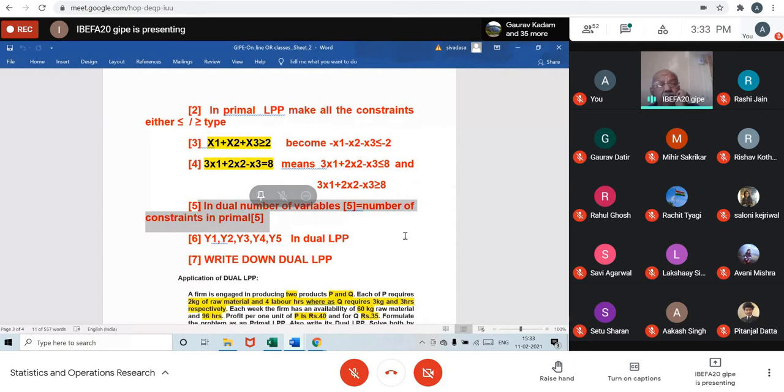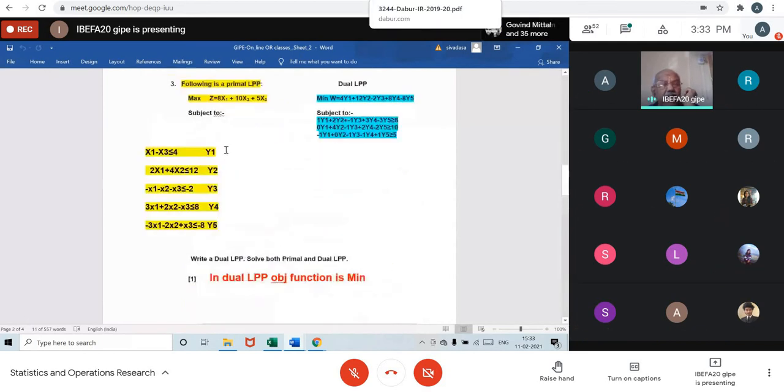So in my example, I have y1, y2, y3, y4, y5. And primal is maximum, so dual will be minimum.